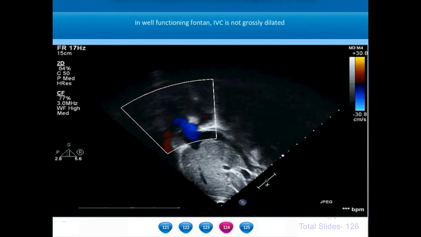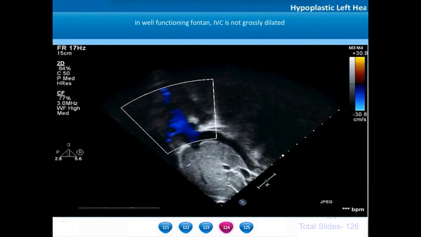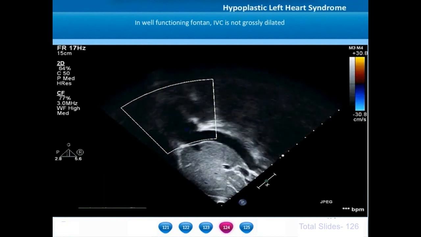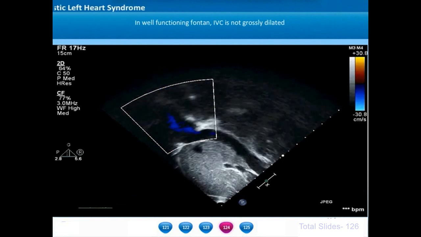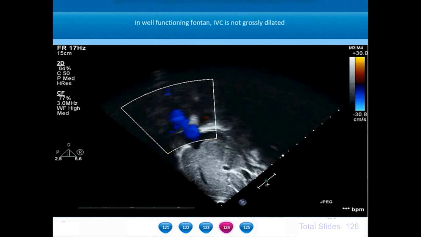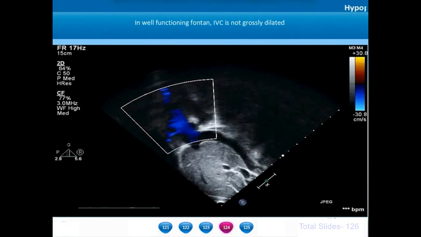After a Fontan completion is done, if the patient is doing very well with a good right ventricular systolic contractility and the tricuspid regurgitation is very negligible, the inferior vena cava will not be grossly dilated. In this example, in the subcostal view, we can notice that the IVC is very minimally distended.